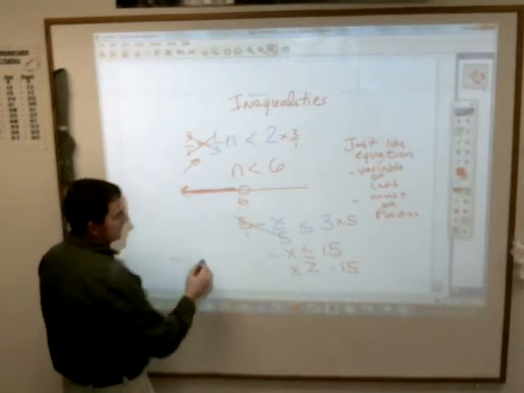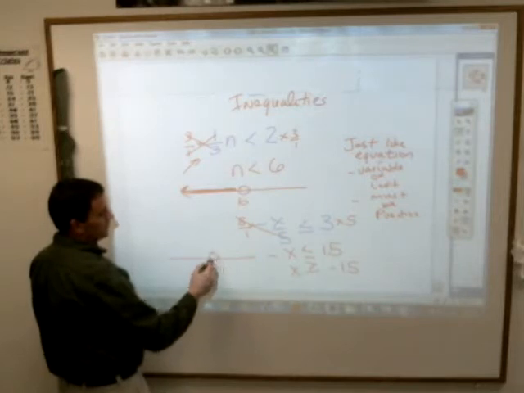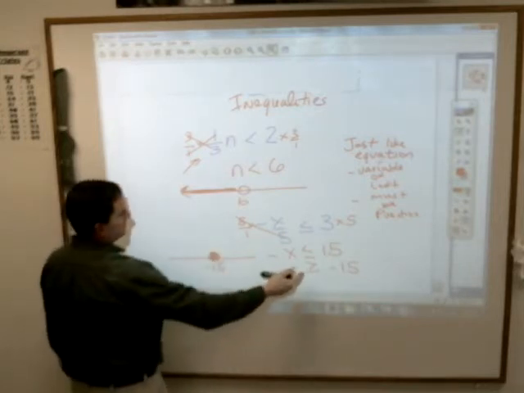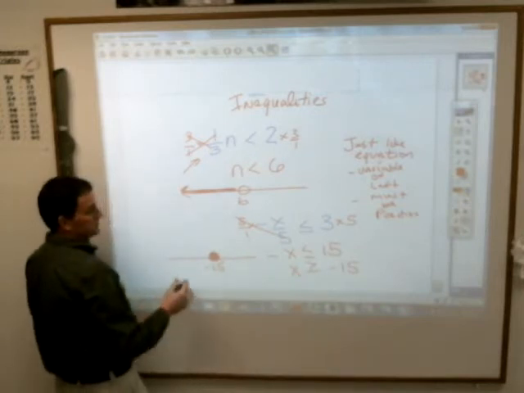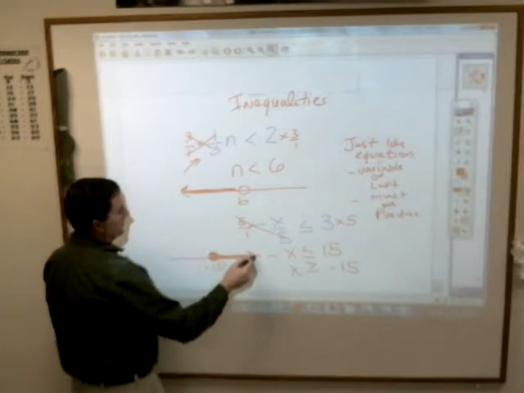So then when you graph this, it ends up being a closed circle at negative 15. Anybody, why is it closed? It's got the equal sign there. And which way is it going? Off and to the right. We did this before, didn't we?